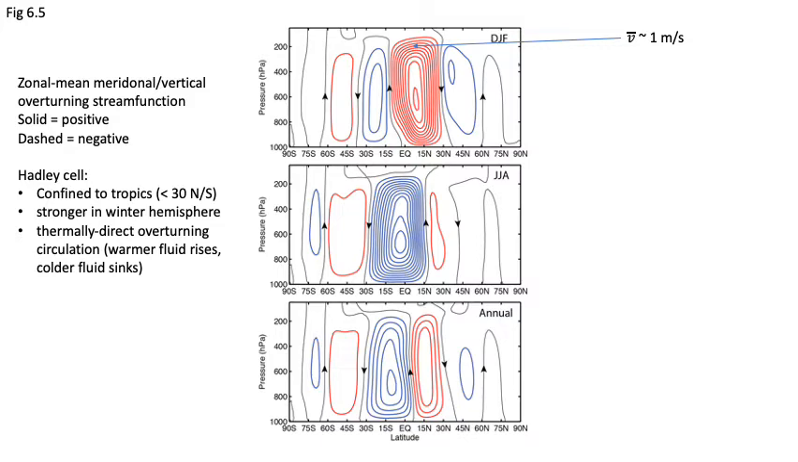That's actually shifted. You'll notice the center of the rising motion is shifted a little bit towards the northern hemisphere. And so it's generally confined to the tropics and stronger in the winter hemisphere, and we call this a thermally direct overturning circulation, which just means warmer fluid is rising and colder fluid is sinking. So that's what we call thermally direct. It's converting potential energy to kinetic energy.